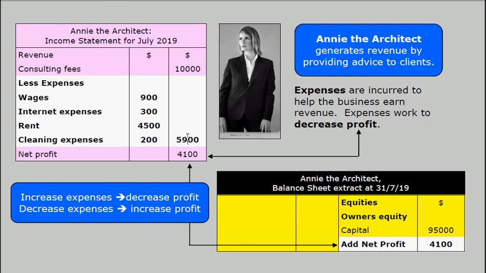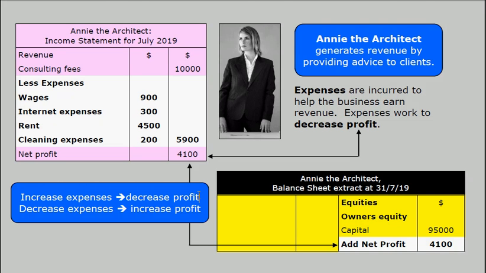A very simple definition would be this. Expenses are incurred to help the business earn revenue, and expenses work to decrease profit. If these expenses were higher, the profit would be lower. So there is this inverse relationship between expenses and profit. If we increase our expenses, we decrease our profit. If we decrease our expenses, we increase our profit.